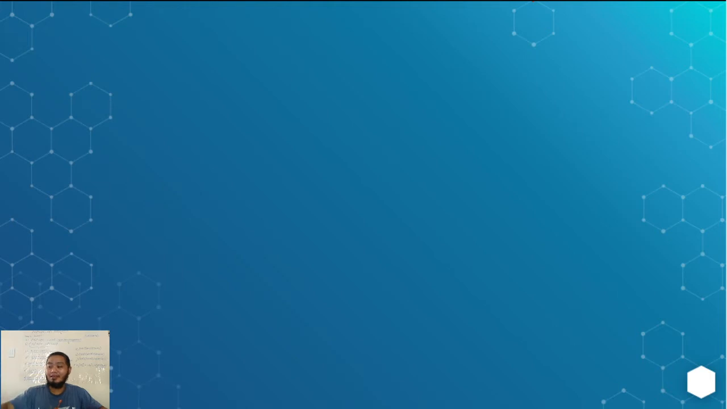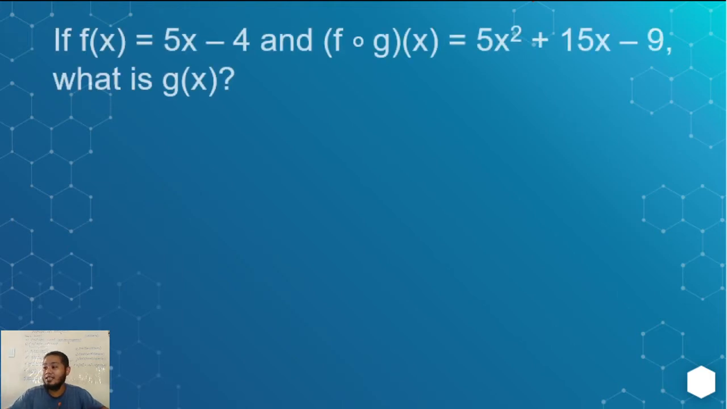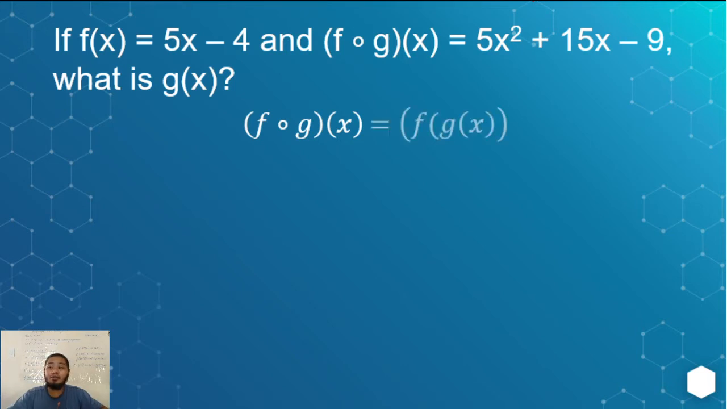Ready ka na? Great. So let us have this example. If f of x is equal to 5x minus 4 and f of g of x is equal to 5x squared plus 15x minus 9, what is g of x? Let me show you the solution. We have that one, f of g of x is equal to, well, definitely, iniba lang yung pagkakasulat. Next is, we know that this part of the equation is equivalent to 5x squared plus 15x minus 9.